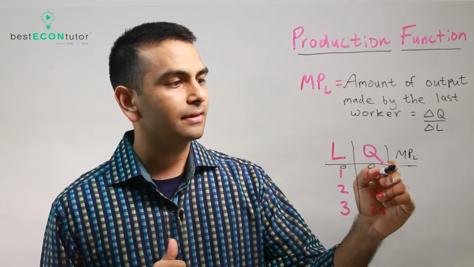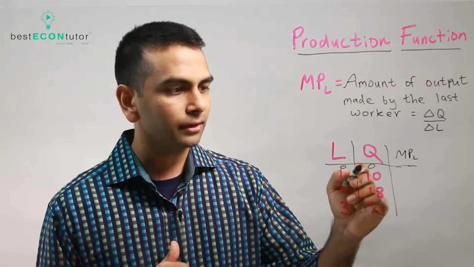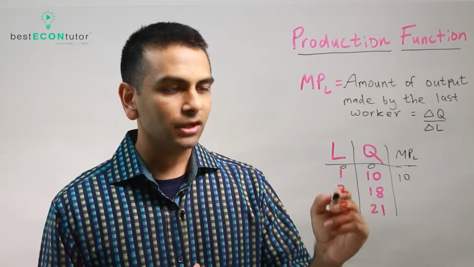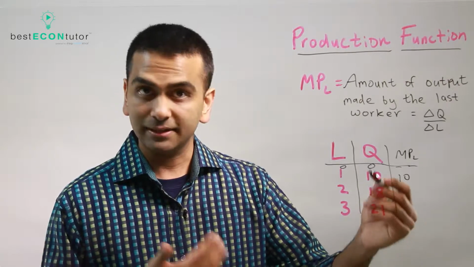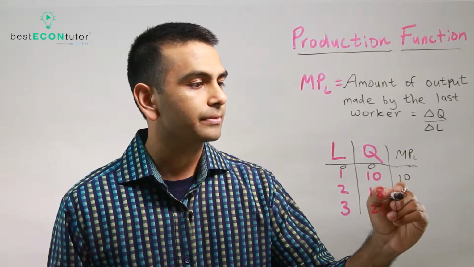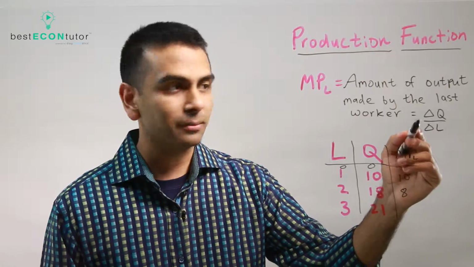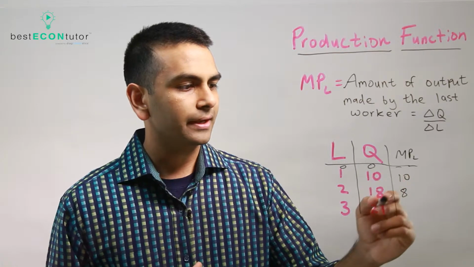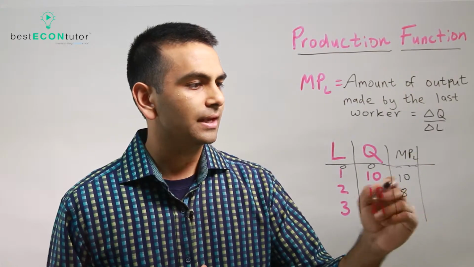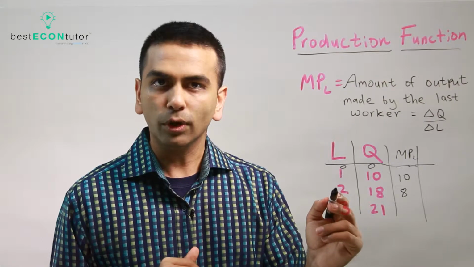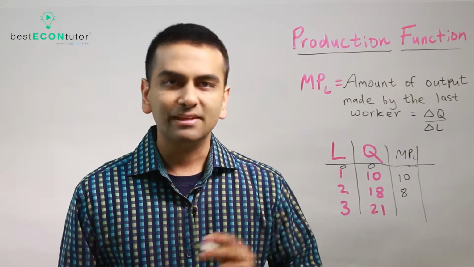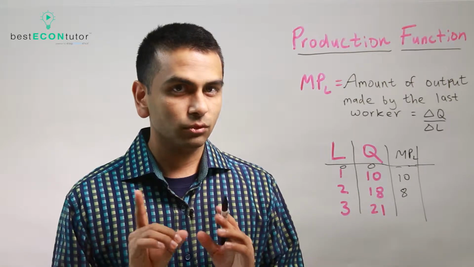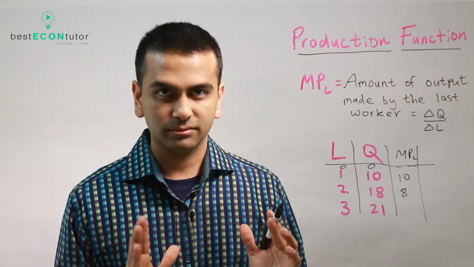So here we can see that the very first worker made 10 trucks, so that's 10. The second one alone made 8, because that's how much the output went up by. So you can say that the formula is change in the quantity divided by change in labor. Now here's one thing. You might look at this and say, if 2 workers made 18 trucks, doesn't that mean they each made 9? 18 divided by 2? Well, that's saying that the average is 9.